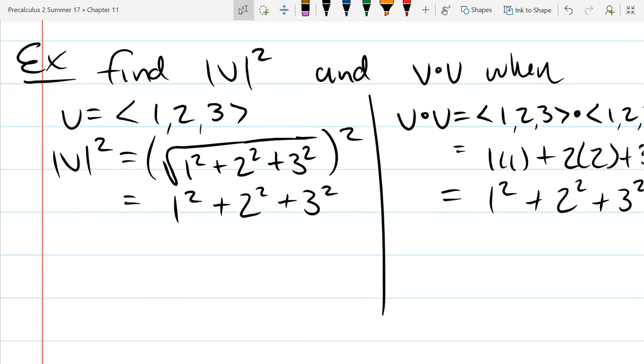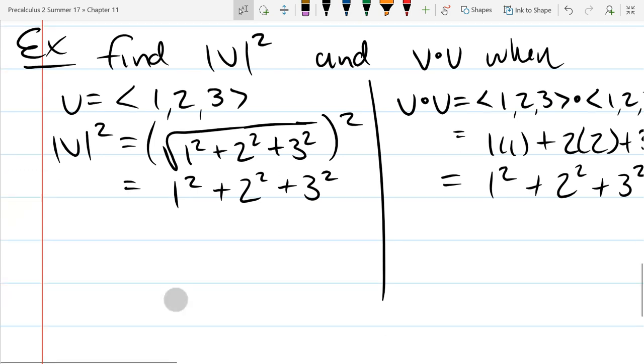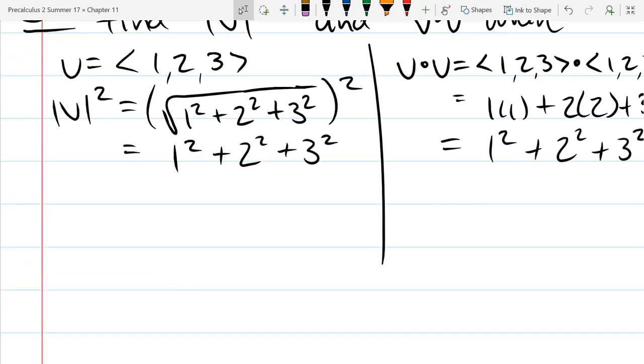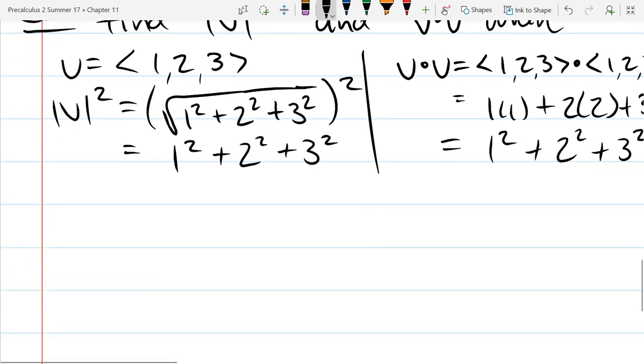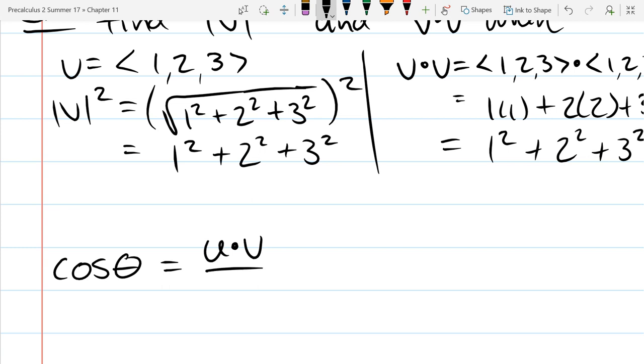So we're going to now look at a property that uses the law of cosines. I'm going to skip the proof of why this is true. So we have cosine theta equals u dot v over the magnitude of u times the magnitude of v.